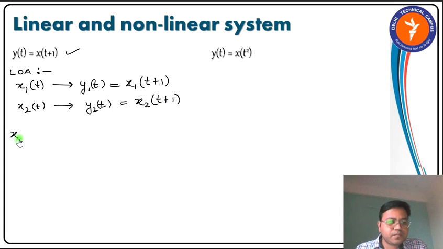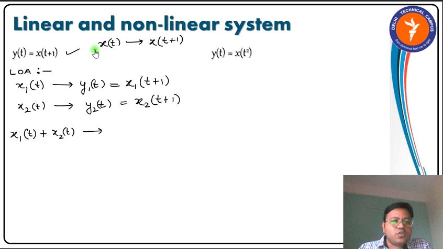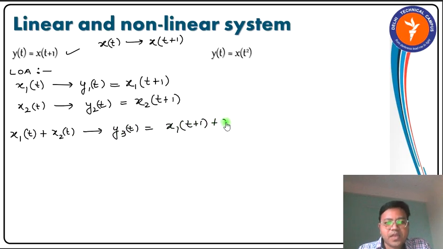x1(t) plus x2(t)? That is, when I excite the system with this, what will happen? Whatever is inputted, if I am inputting the signal x(t), then it is getting converted into x(t) plus 1. So if I input this, then in the output I will get, say, output y3, which will be equal to x1(t) plus 1 plus x2(t) plus 1.